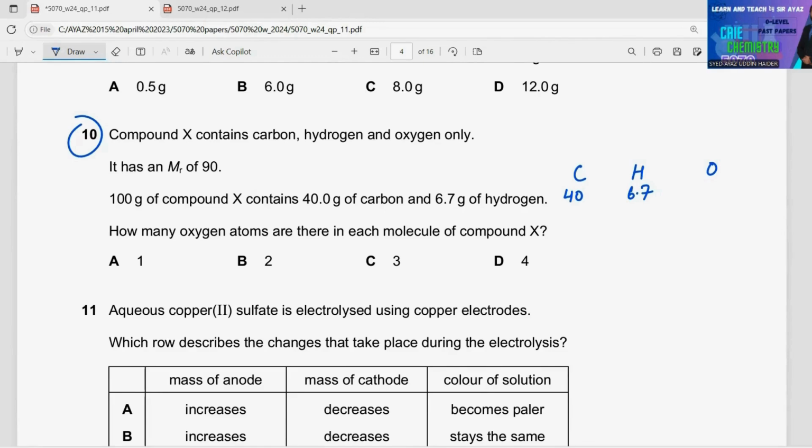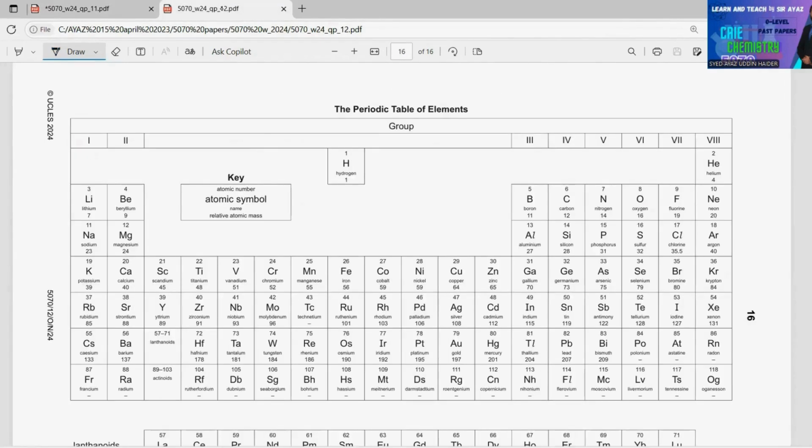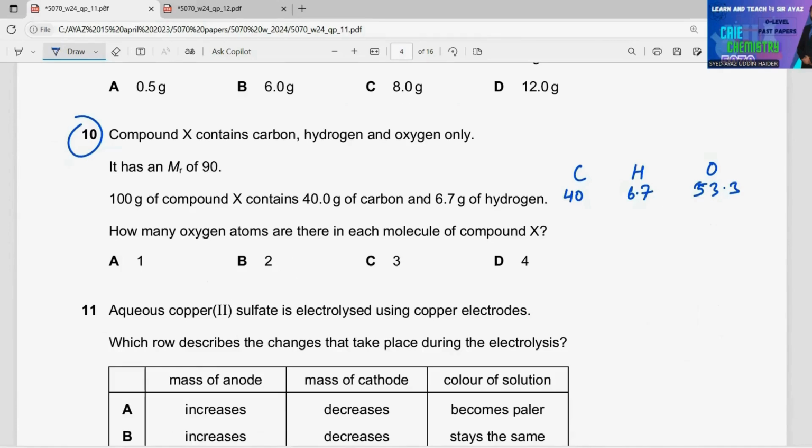So 100 minus 46.7 is 53.3. In order to calculate the combining ratios of these atoms, we need to divide these masses by the AR. For carbon, it's 12. For oxygen, 16. Hydrogen, it's 1. So 40 divided by 12 for carbon. For hydrogen, 6.7 divided by 1. Oxygen, 53.3 divided by 16.